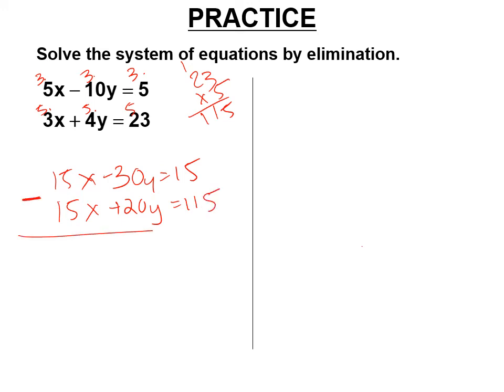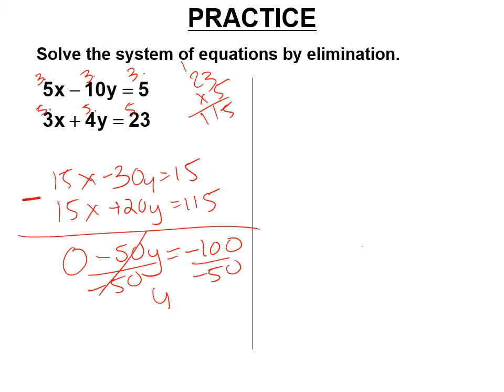Now notice, I think it would have been easier to put the bottom one up top, and you're totally allowed to do that. 15x minus 15x is 0. Negative 30y minus 20y, that's negative 50y, right? Because it's negative 30 minus 20. 15 minus 115, well, that's negative 100. Divide both sides by negative 50. Y equals positive 2. The y coordinate is 2.